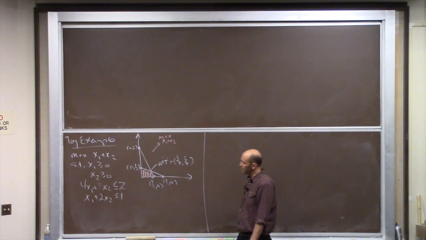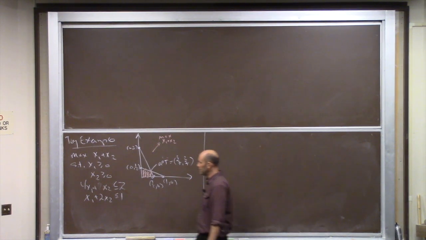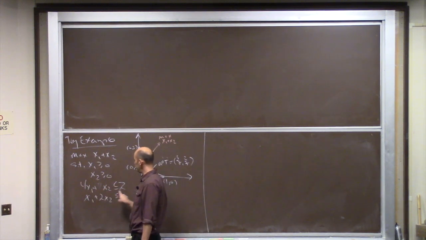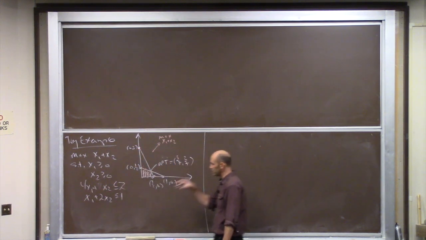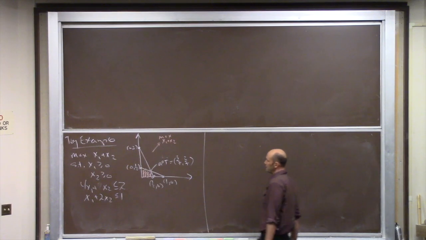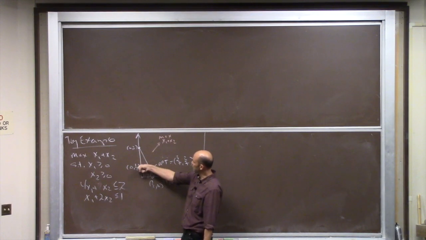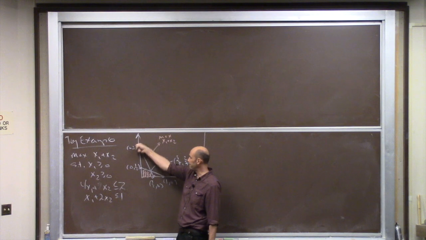Here's the toy example from last time. Actually, I tweaked it a little bit. Last time this 4 was a 2 and this 2 was a 1. I wanted to break symmetry, so I modified it slightly, but the picture's almost the same. I really just took one of the constraints and lifted it up a little bit.